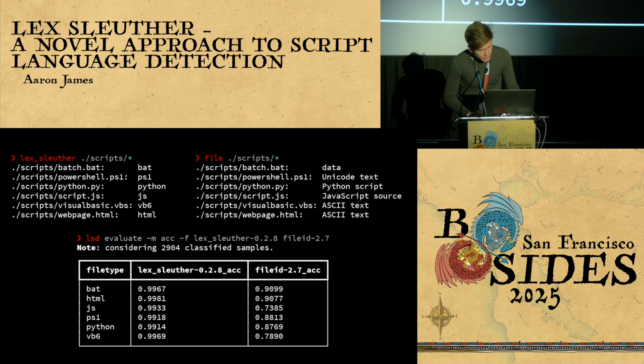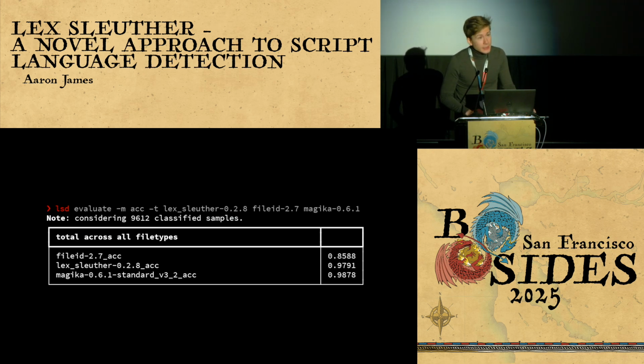Oh, well, whoops, that's unexpected. So turns out we're done, actually. It's good enough. And I think it goes without saying that we can already prefer Lex Sleuther over File ID. And I don't want to understate it. This is a great result, but I mean, still, is there any reason to prefer this over something like Magika? Seemingly, no. Magika is very, very, very good, right?